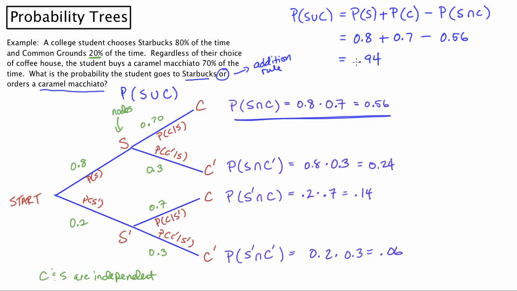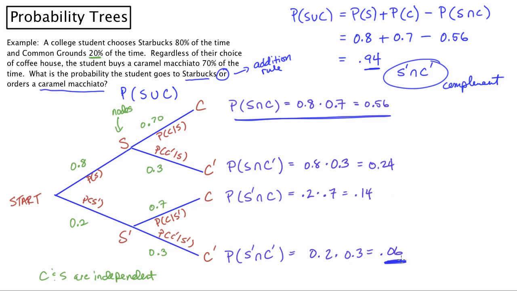What's interesting is the only way that you couldn't get this result is if you didn't go to Starbucks and didn't order a caramel macchiato. This is the complement of that event. If you look really closely down here, the complement is 0.06, which makes sense because this event was 0.94. These two are complements, so they should add to 1.